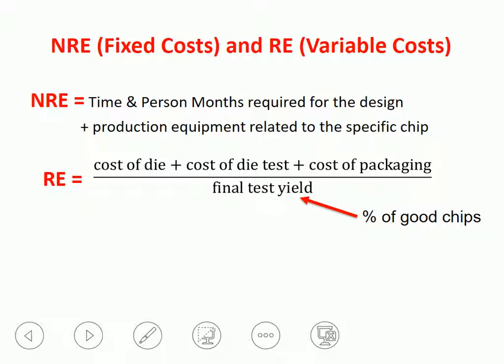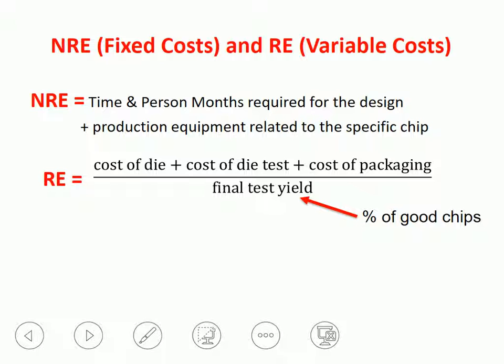The recurring expenses can be decomposed in a number of contributions. Of course, we need to sum up the cost of the die, of the single silicon die, plus the cost of the die test after fabrication, because every single chip must be individually tested. Then, of course, we have to sum the cost of packaging, and then we have to divide over the final test yield.